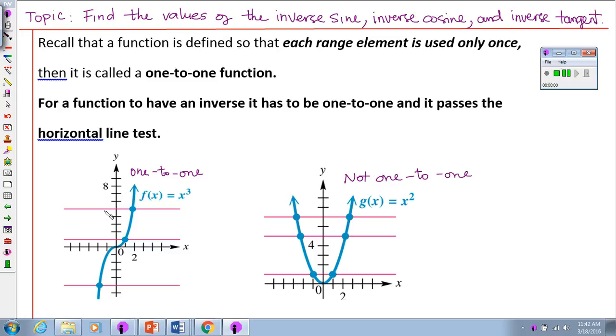So you get a horizontal line. If the horizontal line only intersects the graph at one point, in this case the function f of x is a 1-to-1 function. However, the function g of x is not a 1-to-1 function because the horizontal line intersects the graph at more than one point. So now let's look at the sine function. Make sure you write the note down for us.